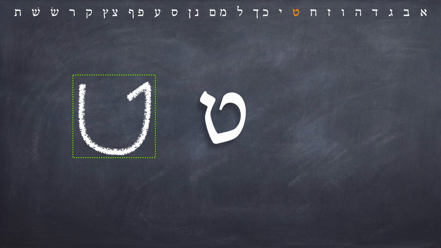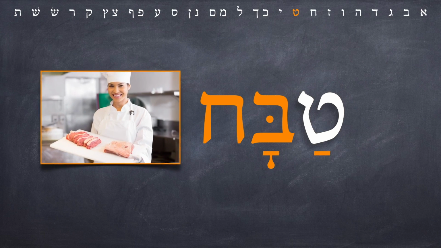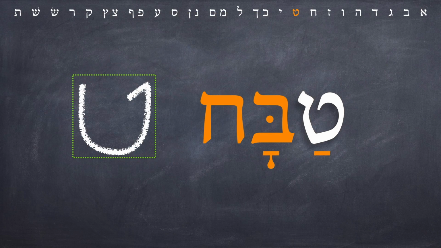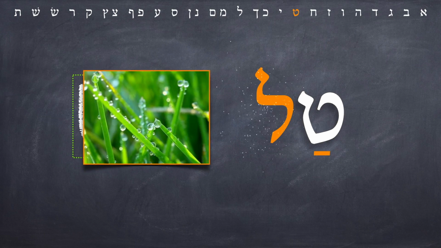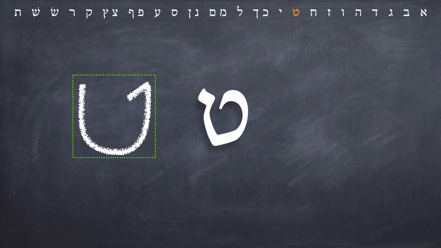No matter what form you find Tet in, it'll always have that hook on the right and then a bit of a gap at the top. Tet makes the sound te, as in tabach, or tal. And that's Tet.